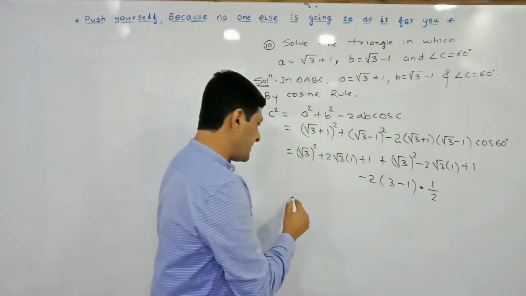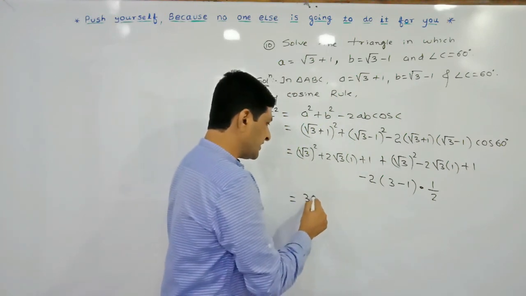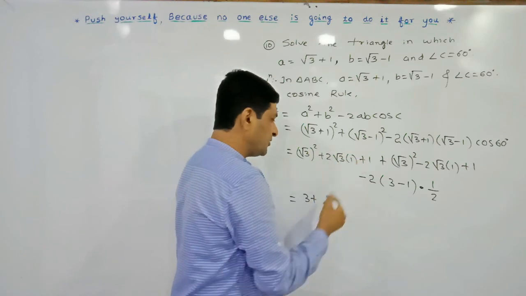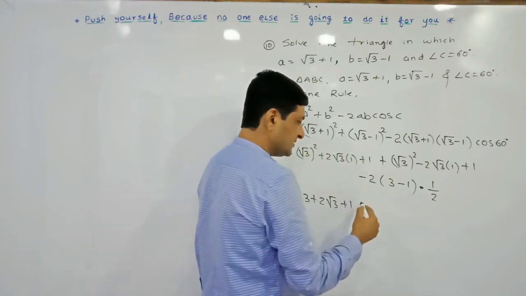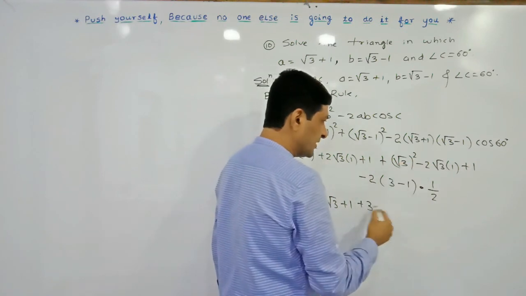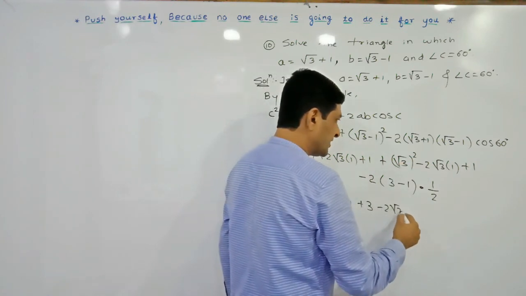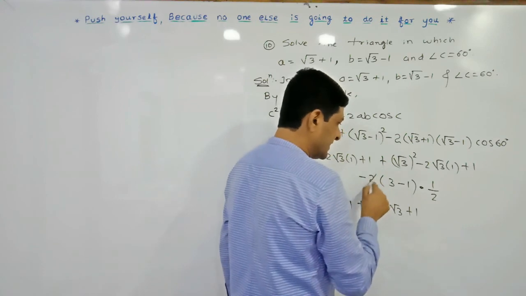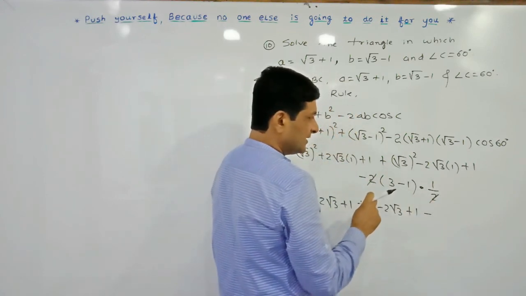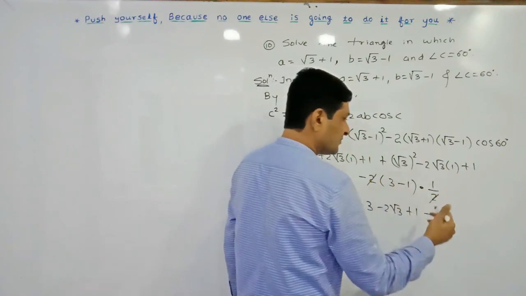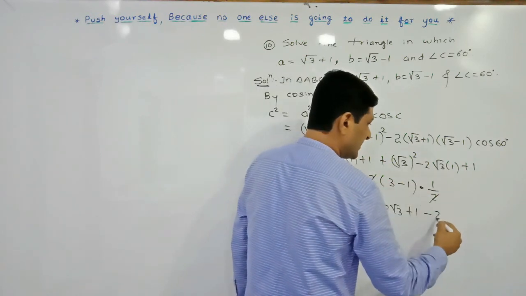Let us simplify it. What is square of root 3? 3, plus 2 into root 3 into 1 is 2 root 3, plus 1, keep it as it is. Here see what we'll get, square of root 3 is equal to 3, minus 2 root 3, keep it as it is, plus 1 also as it is. Here 2 and 2 will get cancelled, minus, keep it as it is. Again here 3 minus 1 will be equal to 2.